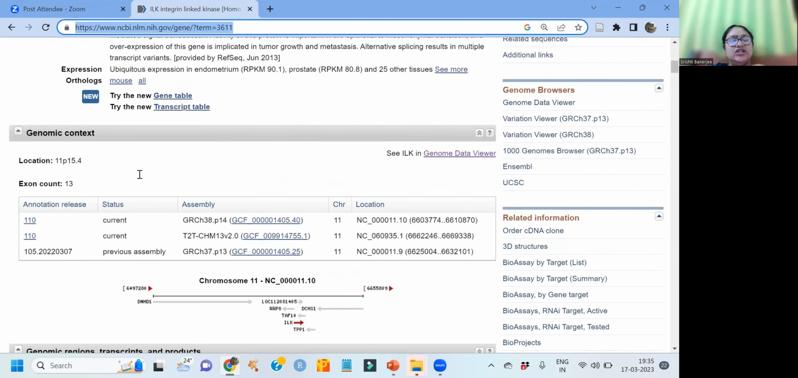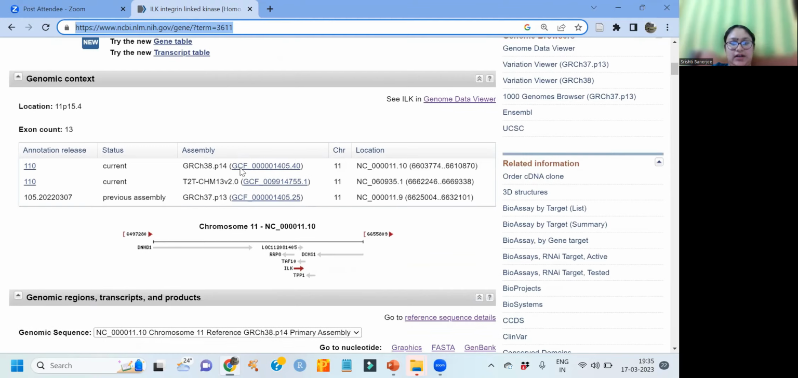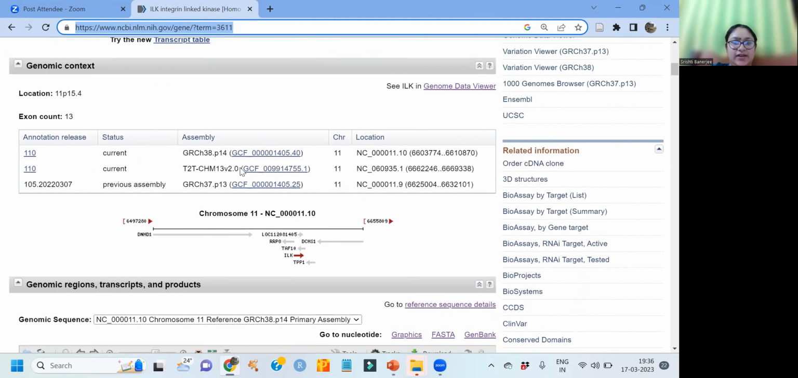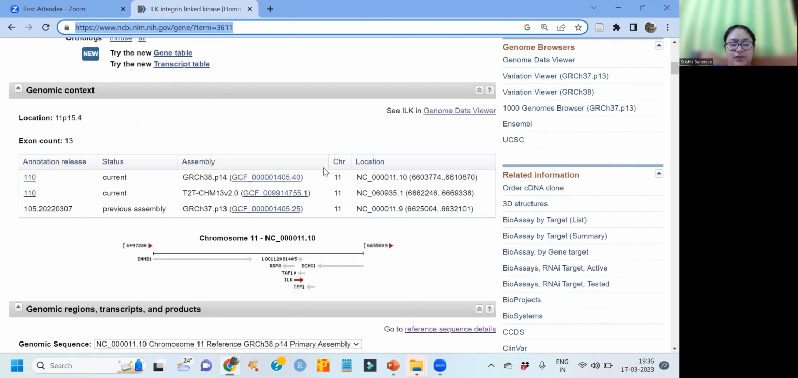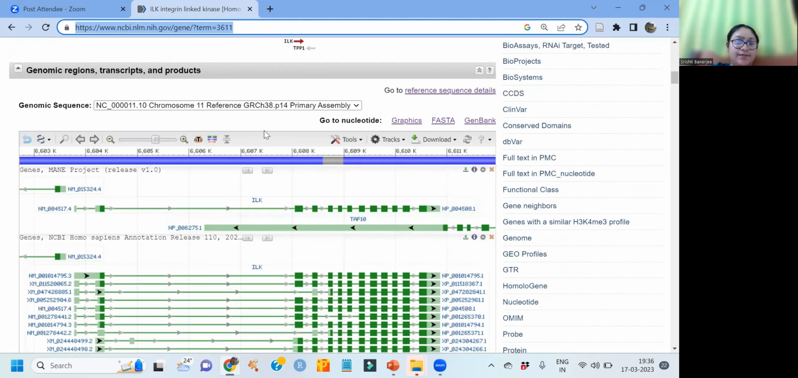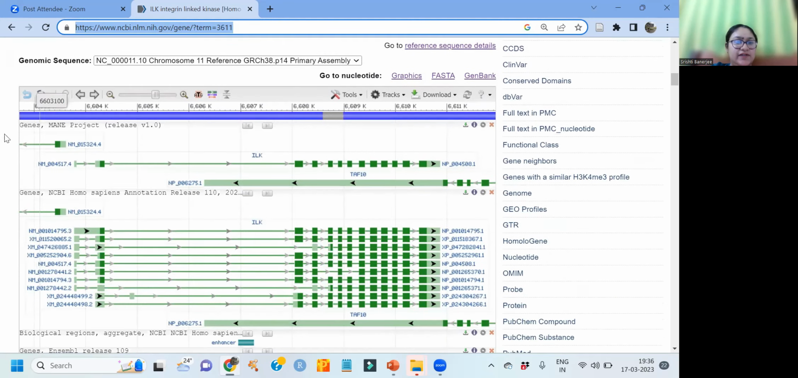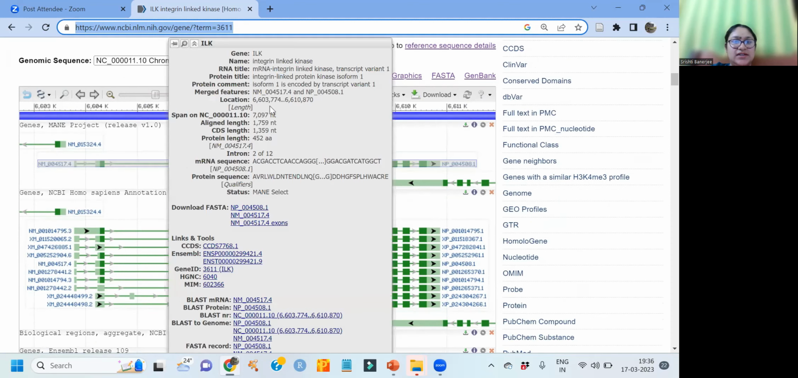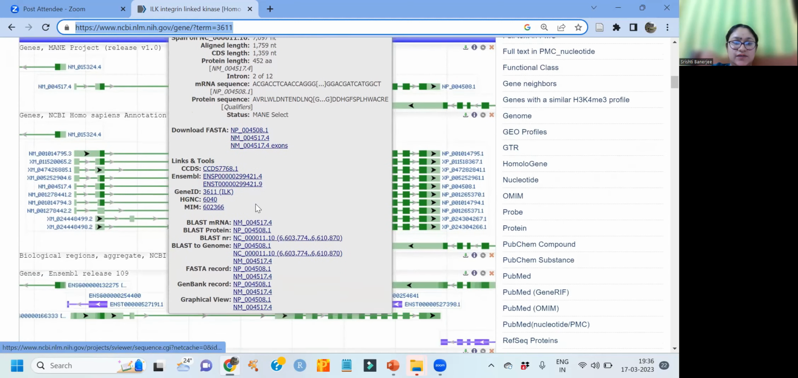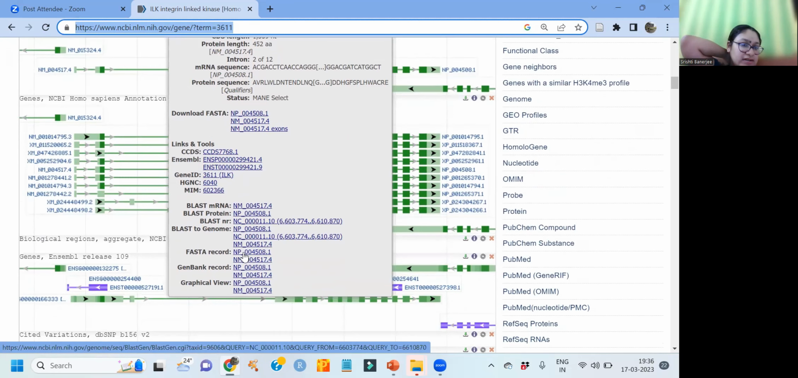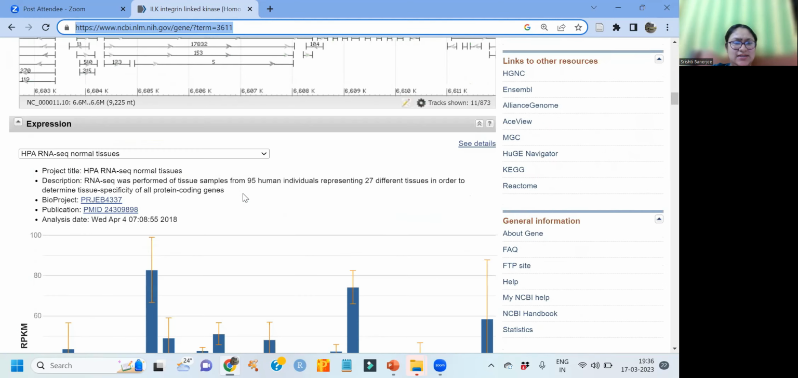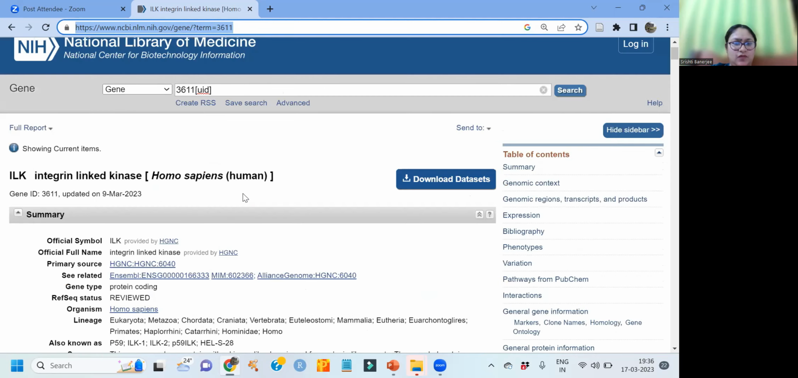And there are many things. The genomic context will come a bit later, where we can go to the genome data viewer. There you'll be able to see the different transcripts and products. If we take the cursor here, this is the ILK gene, and you see the span, the aligned length, the links to different tools, and now you can go for further exploration. So you can keep on exploring these things. So yes, that is what we could do.